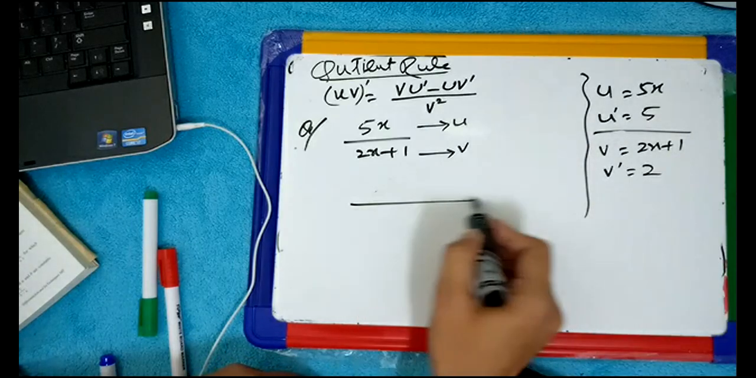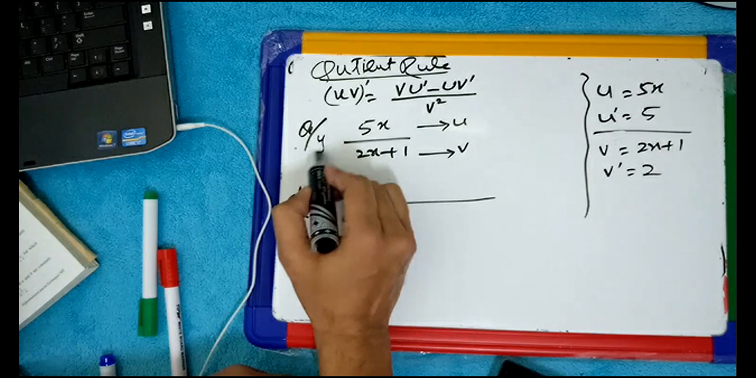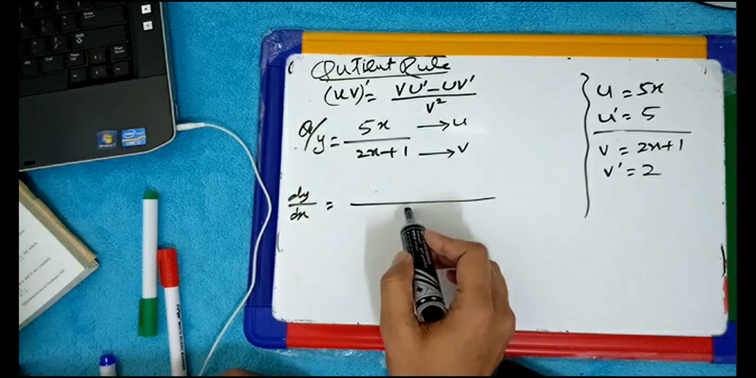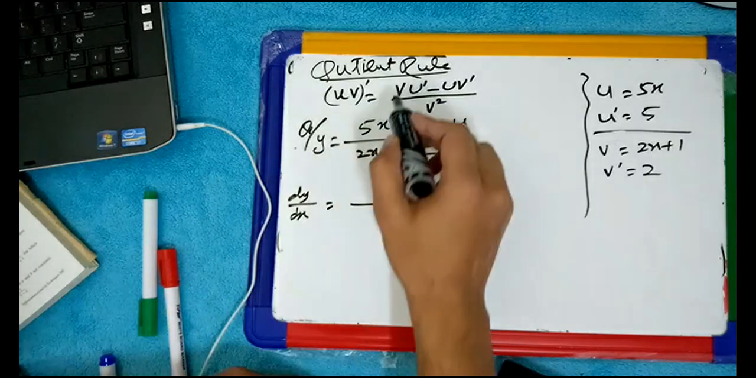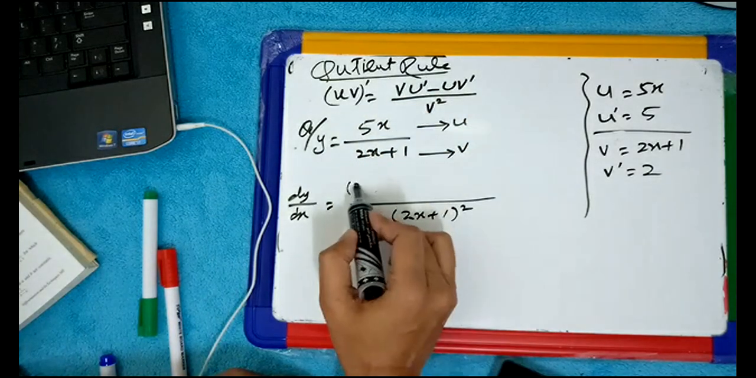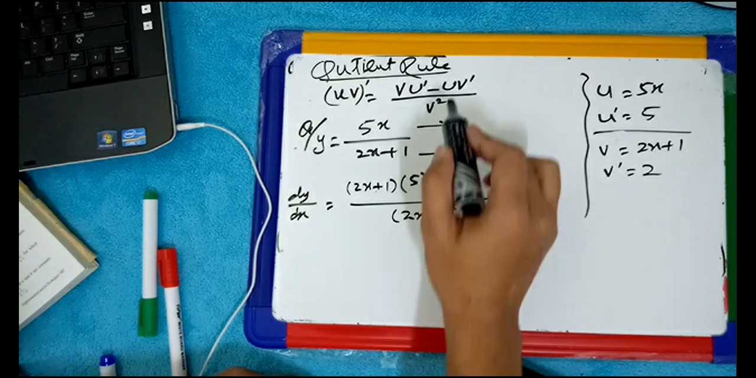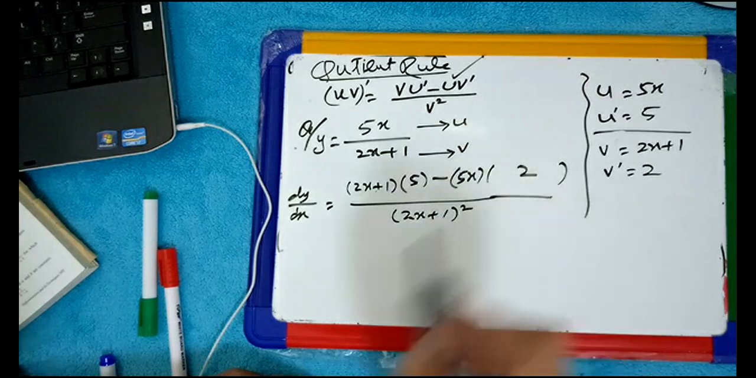So now, we will write dy over dx, if this was y. So dy over dx is what I will write, v square in the denominator. V square means 2x plus 1 whole square. So over here, first I will write v, 2x plus 1. Now, u dash is 5, minus u, which is 5x, and finally v dash is 2. Now, I will multiply only.